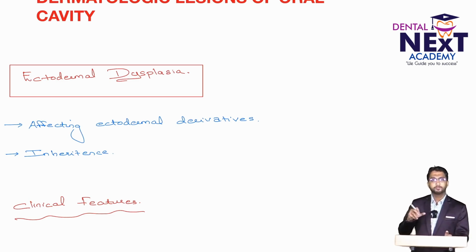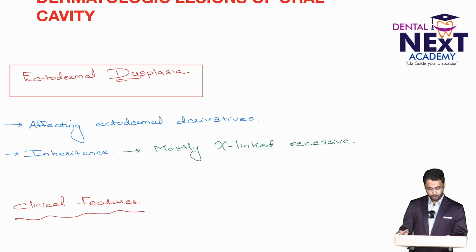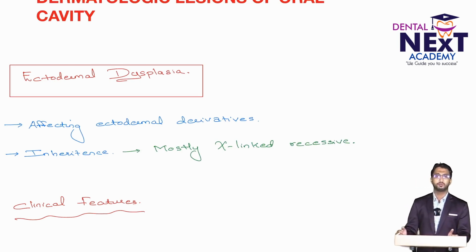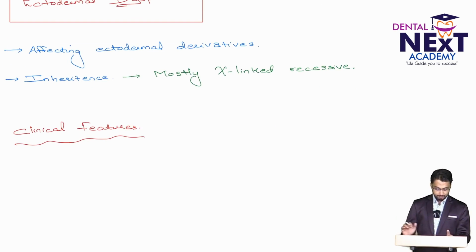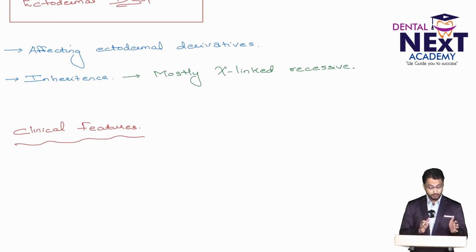Here, the most common inheritance pattern is X-linked recessive. X-linked dominant is there, X-linked recessive is there. Recessive means what? Females are carriers, you would have studied it, isn't it? And males are majorly affected. So it's the most common. You will see other inheritance patterns also when you come up to the different types.